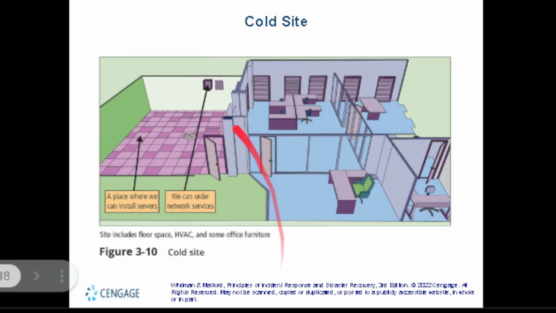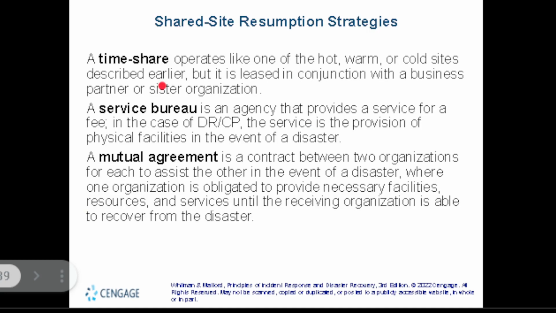Here's your cold site. No equipment there, but plugs ready to go, perhaps network wiring ready to go. You move your rack or you order the rack and get it going ASAP. It's going to be coming up a little slower, but it's lower cost.